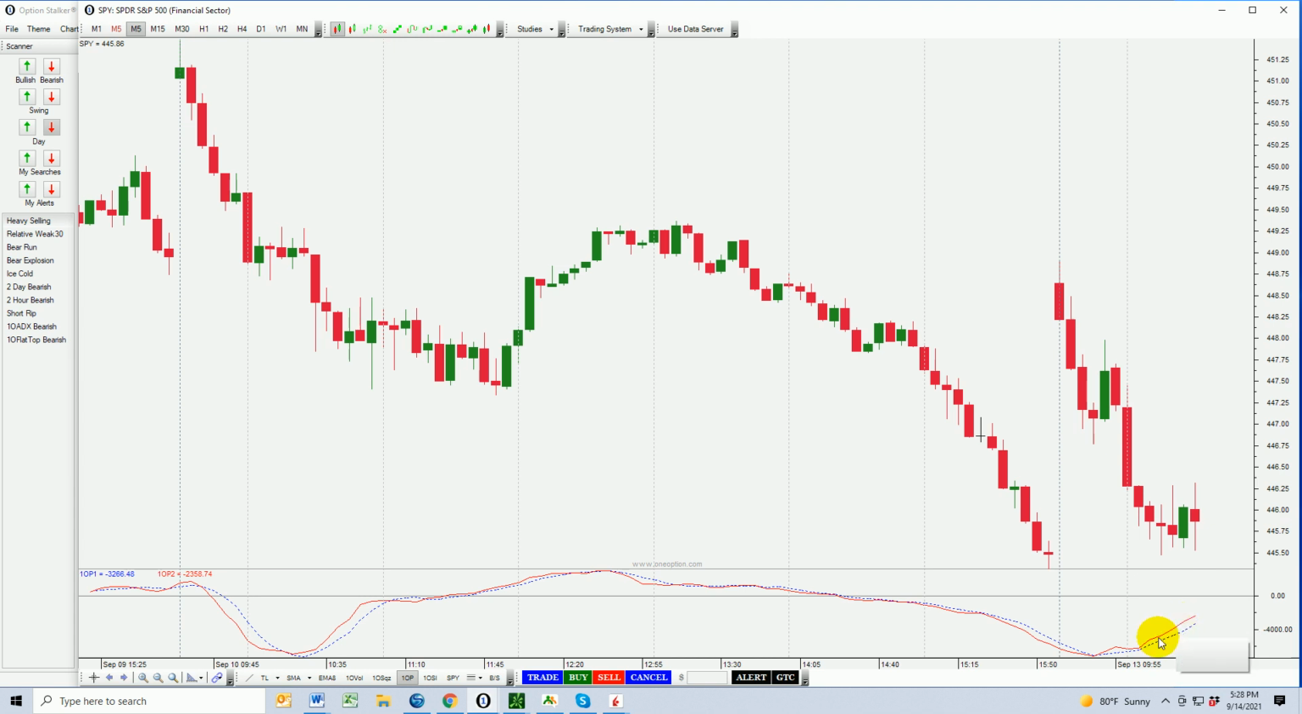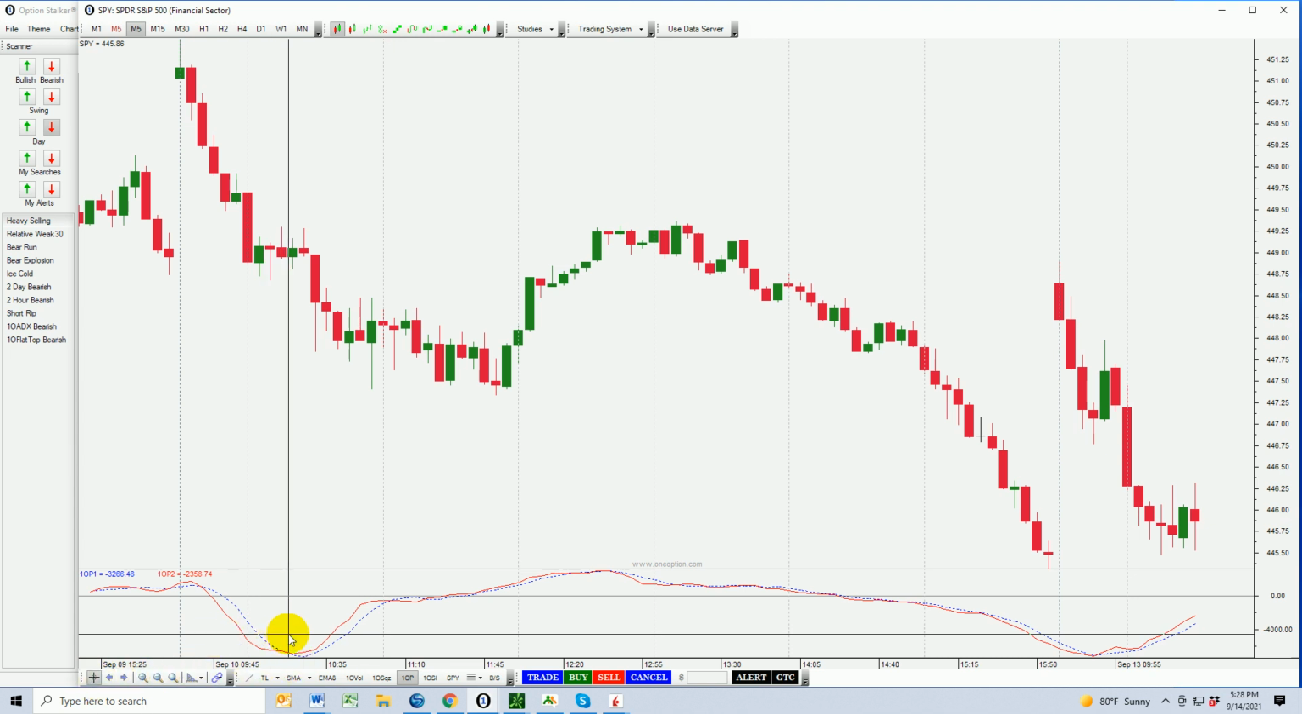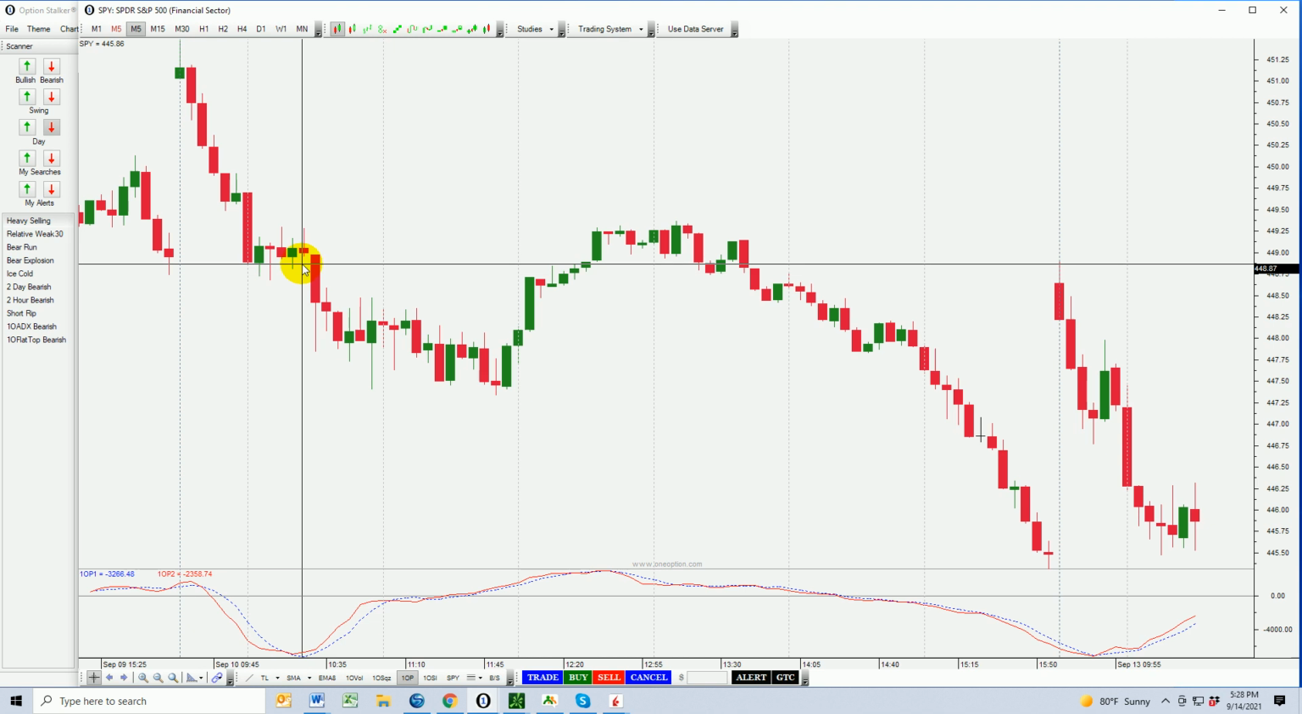And so what does that mean? That means that the 1OP indicator will be heading higher, higher, higher while the market is going lower, lower, lower. And I'm going to show you a bearish divergence that happened the previous day. And I didn't point it out to you, but I should have. You get your bullish cross in here. Let's line that up. Right in here.